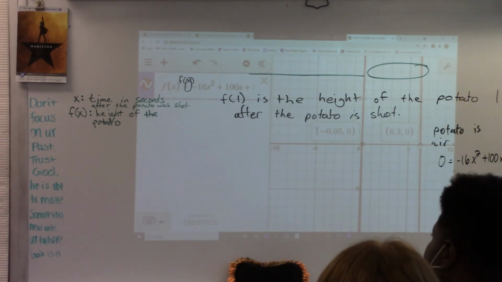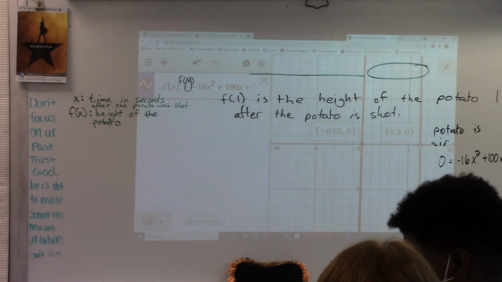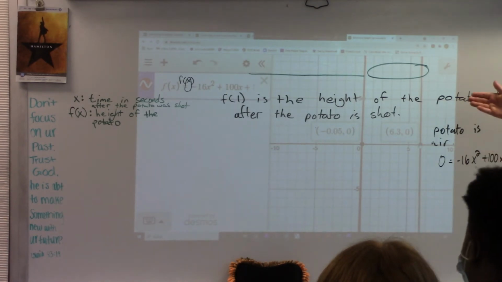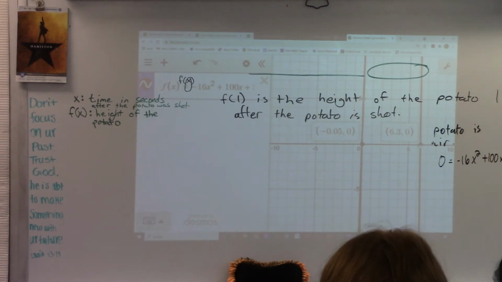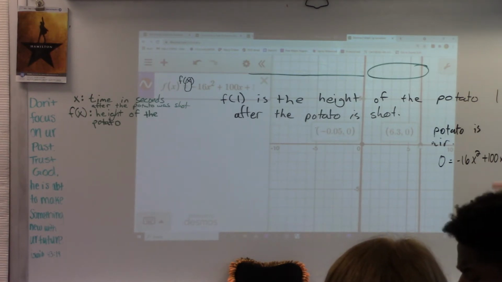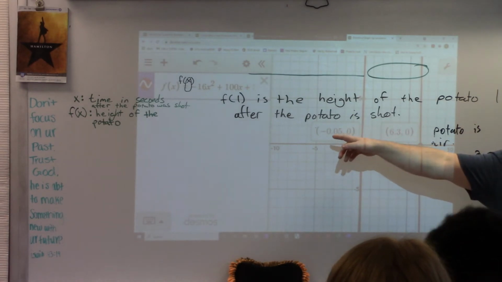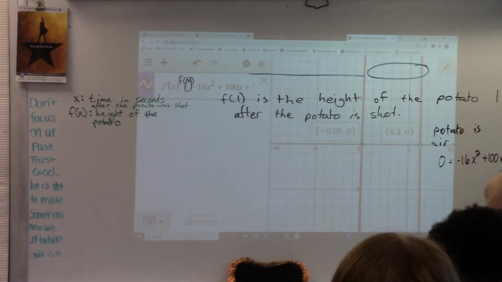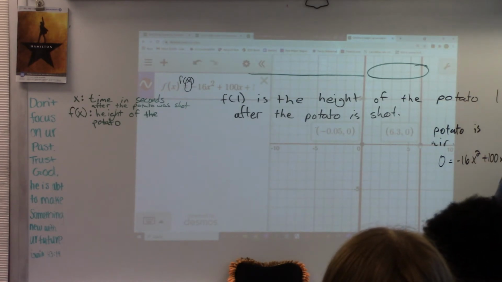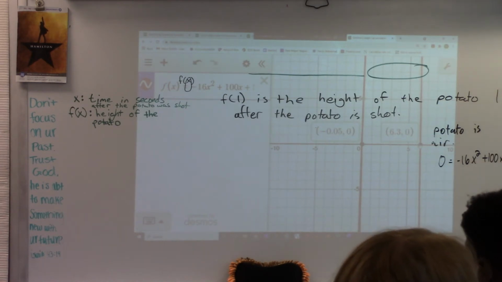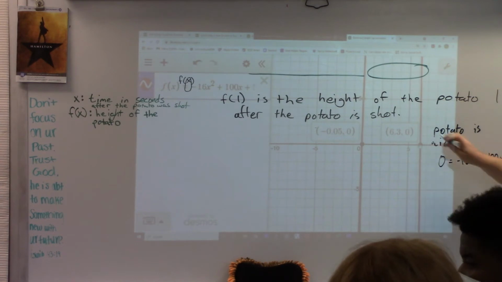What does x represent? It's on the board! Right. Time in seconds. Good. Hey, specifically it's after the potato was shot. Can you have negative 0.05 seconds after the potato was shot? No! That's before the potato was shot! Good.